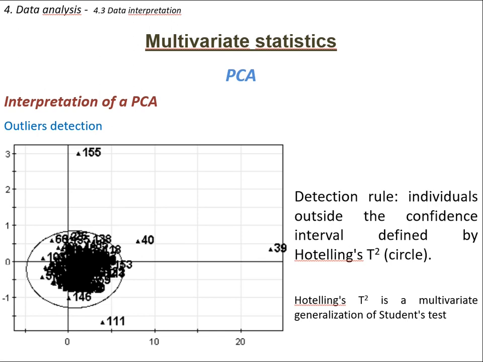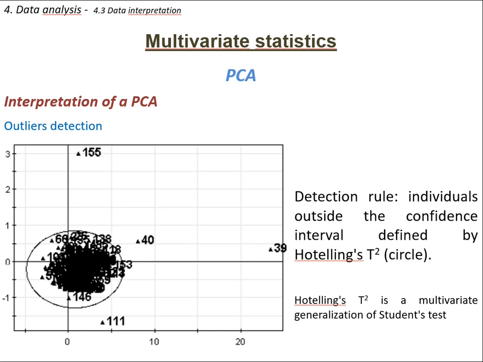Another very useful thing is to do outlier detection. Here you make your principal component analysis from your table. You don't know anything about your data set at this time. And you see that 1, 2, 3, 4 individuals are very, very different from the rest of individuals. They are outliers.